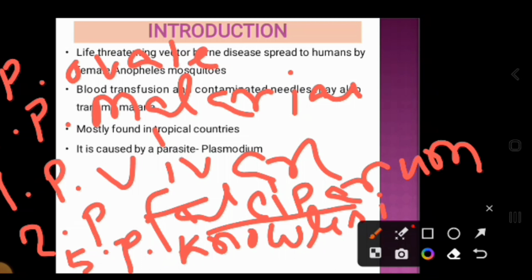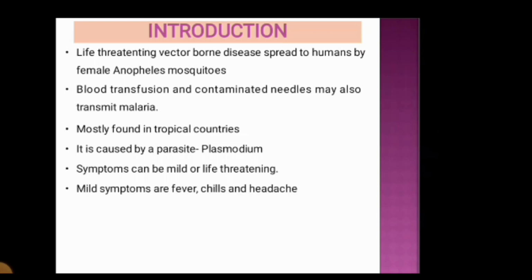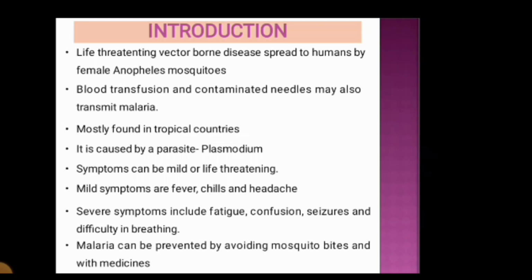Plasmodium falciparum is the deadliest malarial parasite and is most prevalent in the African continent. The symptoms of malaria can be mild or life-threatening. Mild symptoms are fever, chills, headache, etc., whereas severe symptoms include fatigue, confusion, seizure, and difficulty in breathing. Malaria can be prevented by avoiding mosquito bites and with medicines.